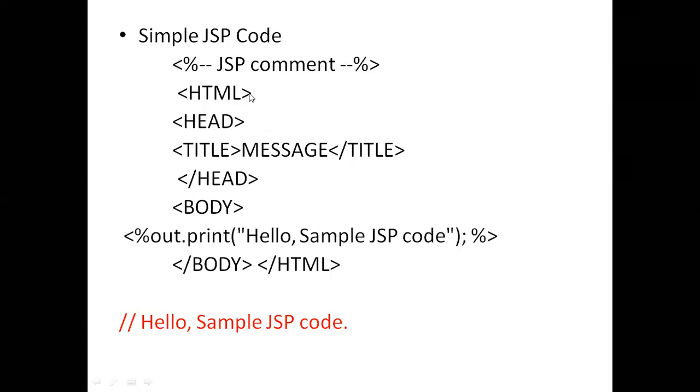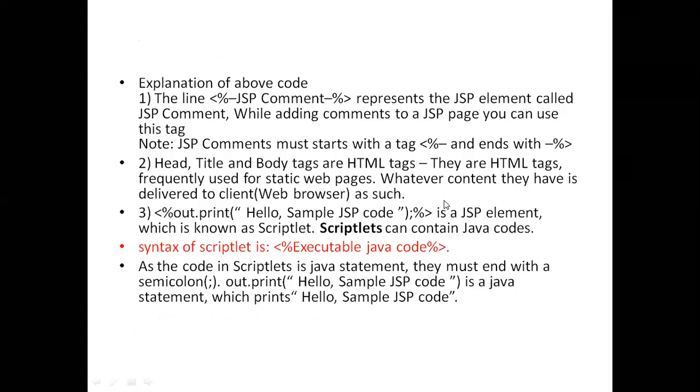If you divide it, you can see we have the HTML, header, title, head code. Then comes the body part. Inside the body, we will print the message, hello sample JSP code. Okay, so the explanation, as I told, this particular line represents the comment. The JSP comments are basically written like this. Then comes the header, title, and the body. And anything you write within the angle bracket and percentage is called scriptlets. They are basically called scriptlets in JSPs.